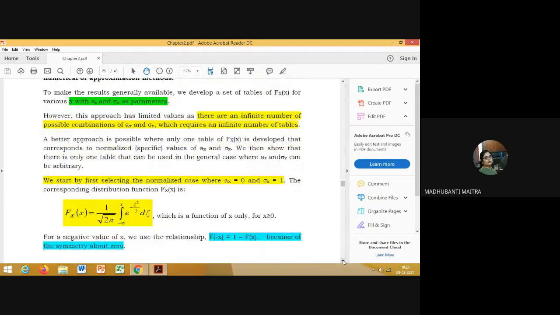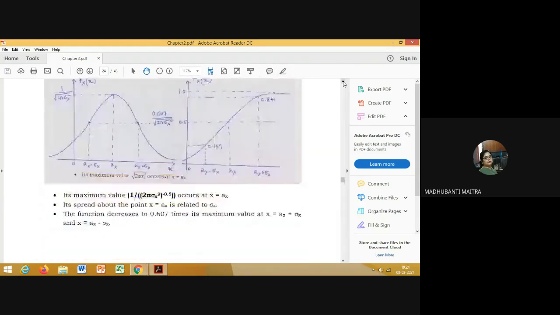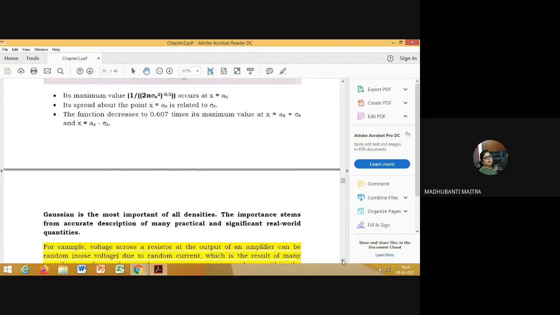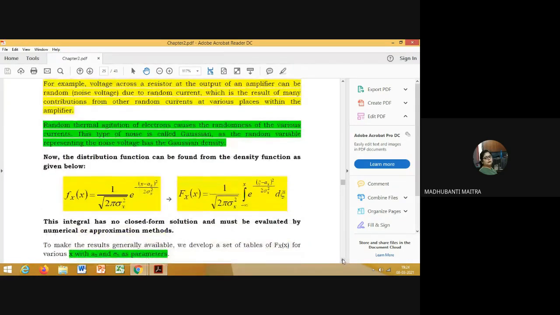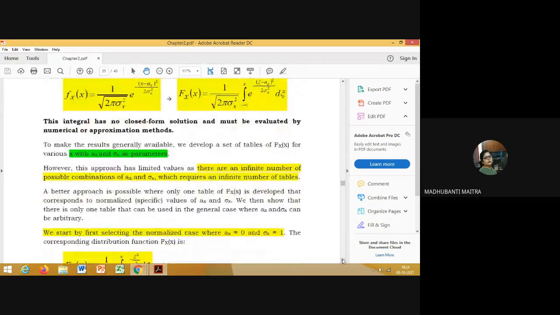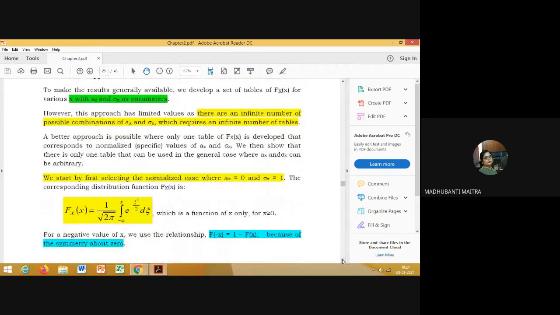So if ax is equal to 0, then that expression will reduce to this particular form, right? Now, one thing is clear from this density function, that it has a property of symmetry. It's a symmetrical one. So please remember that the density function is a symmetrical one. It does have the property of symmetry.